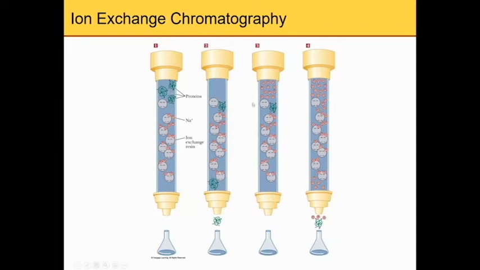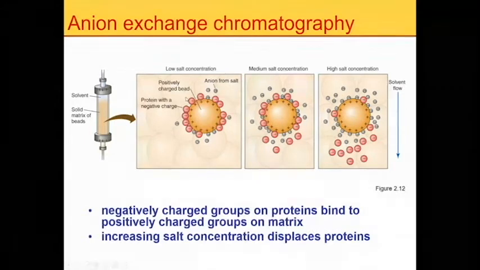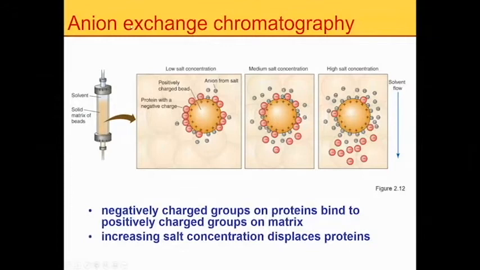And then later on, if you use more sodium, you will be able to elute those positively charged proteins. So this is ion exchange chromatography, an example of a cation exchange. And this slide here just shows the original positive charge, then you have a negative charge group, and also this is anion exchange.